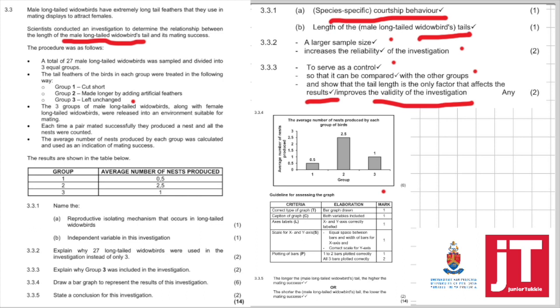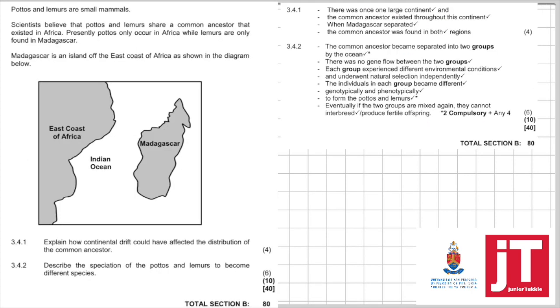And 3.3.5, state a conclusion for this investigation. Now, you could have said the longer the male long-tailed widow bird's tail, the higher the mating success, or the other way around. The shorter the male long-tailed widow bird's tail is, the lower the mating success, as you can see. Okay, right.